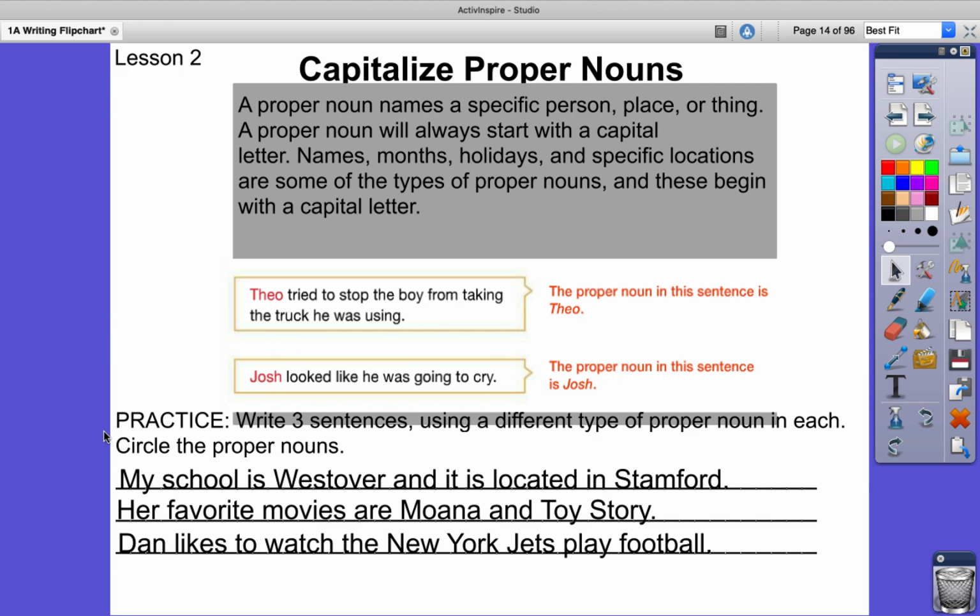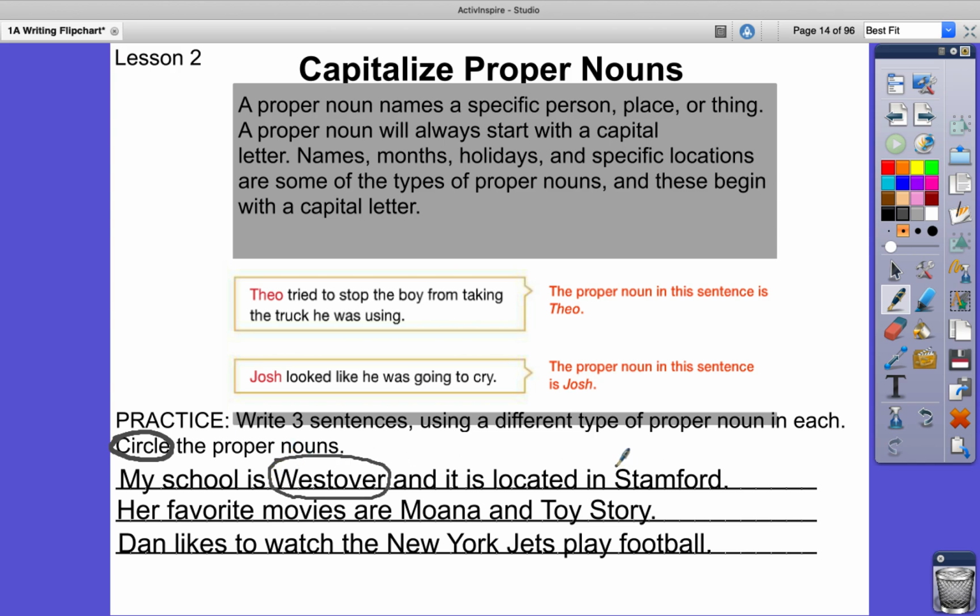Write 3 sentences using a different type of proper noun in each. Circle the proper nouns. Okay, so what I always like to do in my directions, I'm going to circle the word circle so I know what I have to do. Okay? If I look at number 1, it says, my school is Westover and it is located in Stamford. So I am going to look for the capital letters, Westover. This is the name of a school. I'm going to circle it.